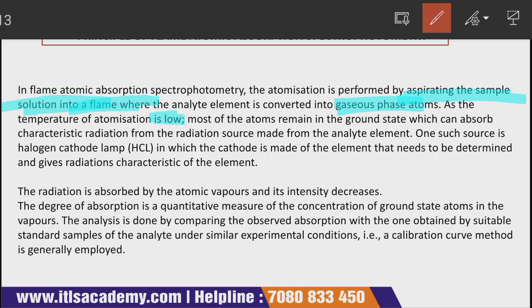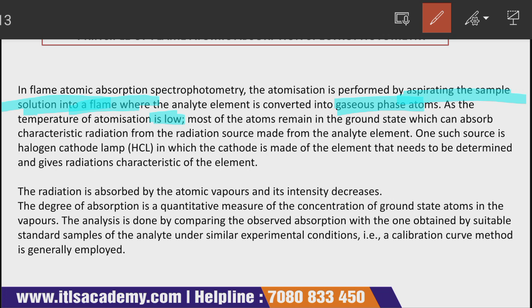Okay, we can observe the characteristic radiation from the radiation source. That is one of the characteristics, since the atoms are remaining in the ground state. Clear? After that, since the atoms are present in the ground state, they absorb most of the radiation that is coming from the light source or radiation source.